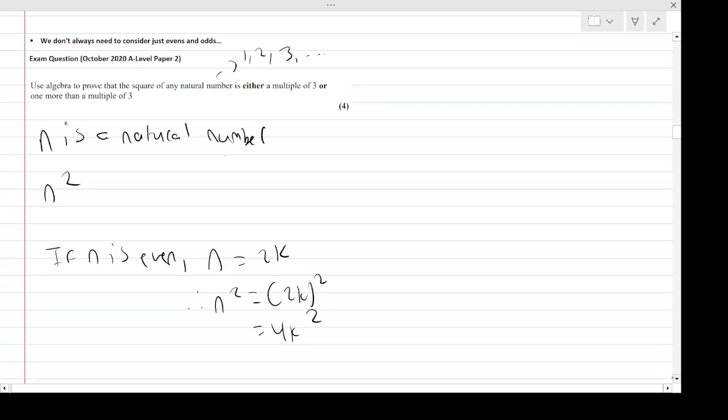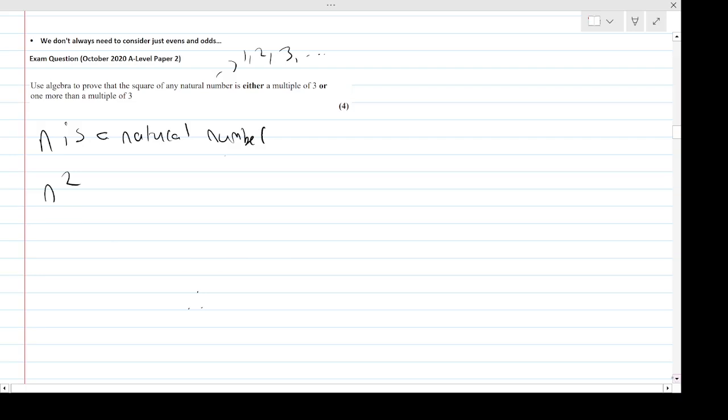Well, again, then we fall into the same trap. It's a multiple of 4, but that's not what we're asked to prove. It's either a multiple of 3 or one more than a multiple of 3. So again, we're a bit stuck. We can't prove what the question's asking us to prove. We can't consider even or odd, and we can't do anything to this expression n squared. It doesn't really tell us anything either. We can't factorise it any further.